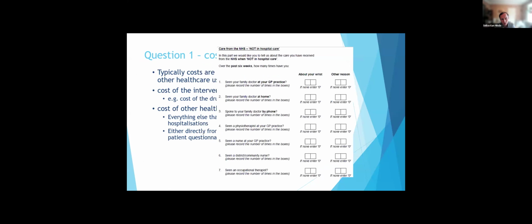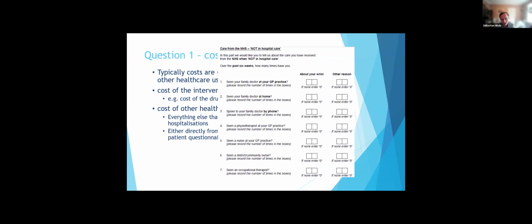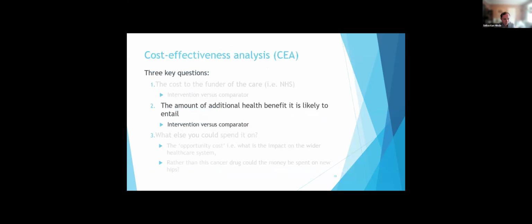There's an example here of what a typical patient questionnaire looks like, where you ask, over the past 6 weeks, how many times have you seen your GP, seen them at home, by phone, and so on. You can ask a whole range of questions depending on the topics of interest.